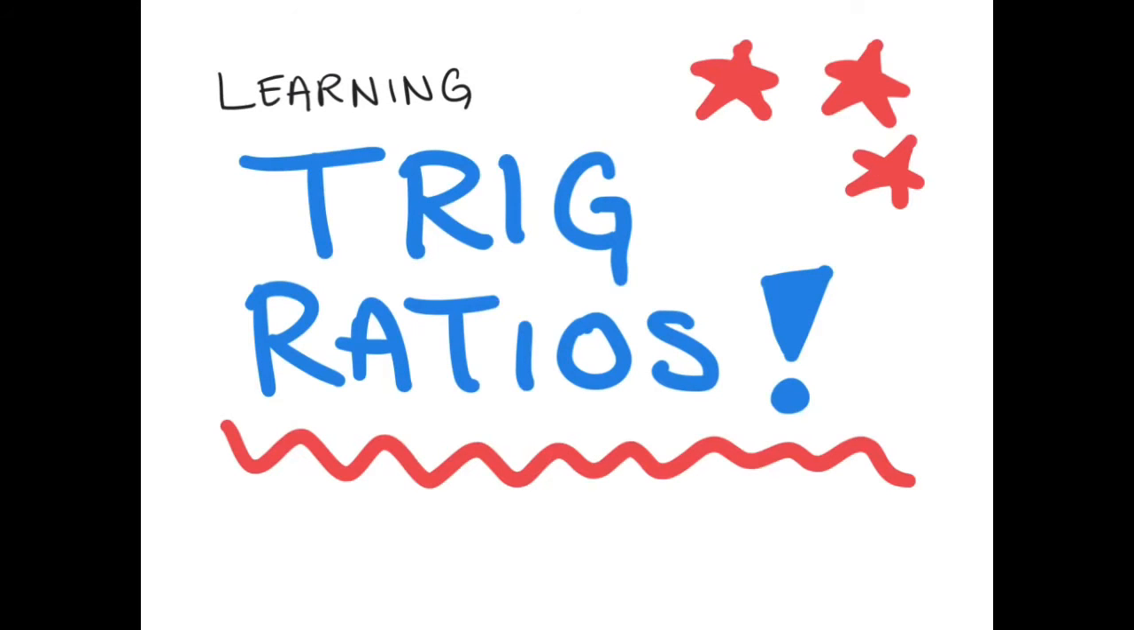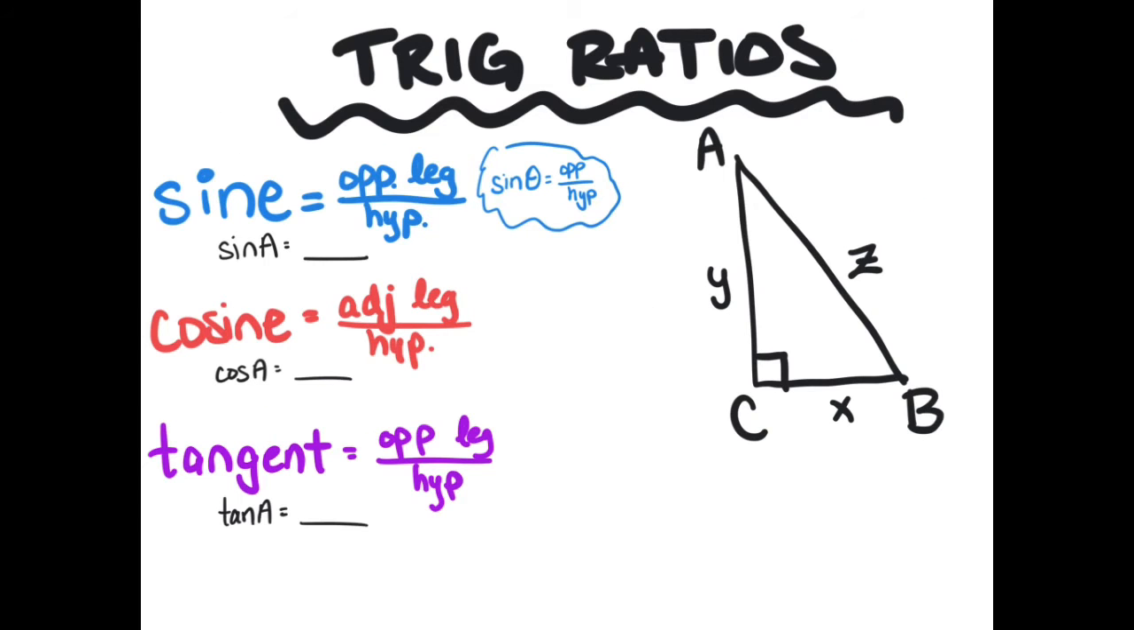Hey guys, today we're going to learn about our trig ratios, and it's going to be awesome. So here are our trig ratios. We have sine, cosine, tangent. You've probably seen those buttons on your calculator and wondered, what do these do? Well, I'm not going to teach you all that today, but I'm going to teach you what those ratios mean.